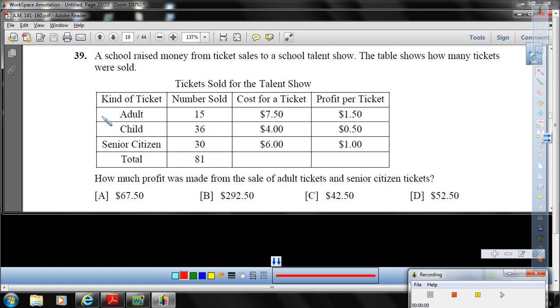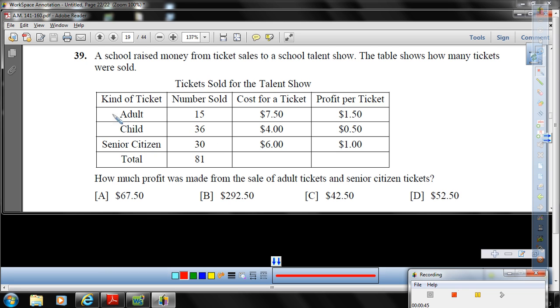We can see on the left-hand side we have the kind of ticket for adult, child, senior citizens, and then the total. Along this line we see the number of tickets sold, the cost for each ticket, and the profit per ticket, which means how much the school was actually able to keep from the sale of each ticket. The question wants to know how much profit was made from the sale of adult tickets and senior citizen tickets.